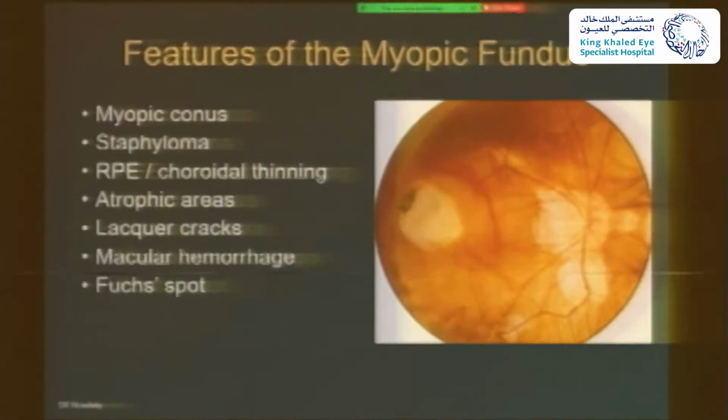fundus. Now, what are the features of myopic fundus? Well, the myopic conus, meaning this peripapillary atrophy that you see here, that looks like a cone. A staphyloma: now, this is not a staphyloma, guys. A lot of people tell me, "Oh, staphyloma."